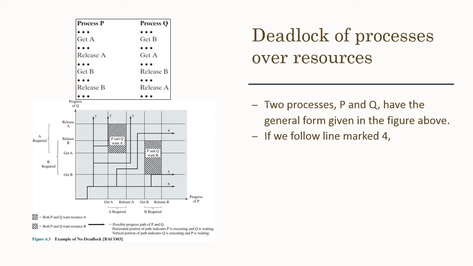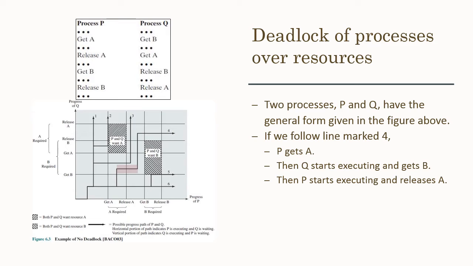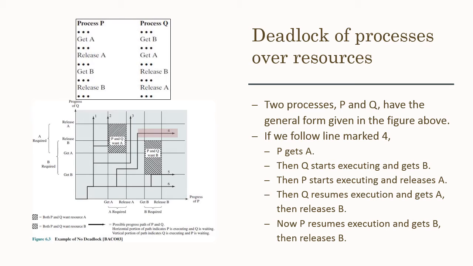If we follow the line marked 4, P gets A, then Q starts executing and gets B, then P starts executing and releases A, then Q resumes execution and gets A, then releases B. Now P resumes execution and gets B, then releases B.